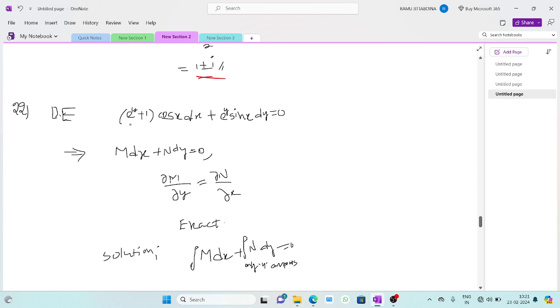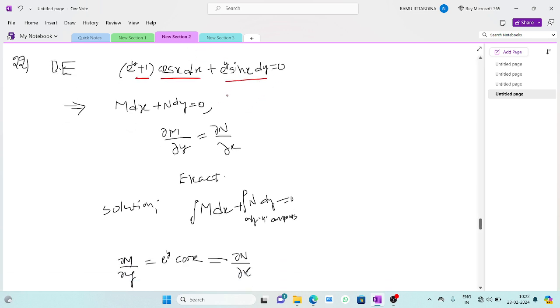The given differential equation is (e^y + 1) cos x dx + e^y sin x dy equals 0. So it is in the form M dx plus N dy. To say that it is exact, we differentiate M partially with respect to y, and N partially with respect to x. If both are equal, then we can say it is exact. The solution is in the form of the integral of M dx plus the integral of N dy, where we integrate only the terms of N with y alone, since terms with x are already accounted for.